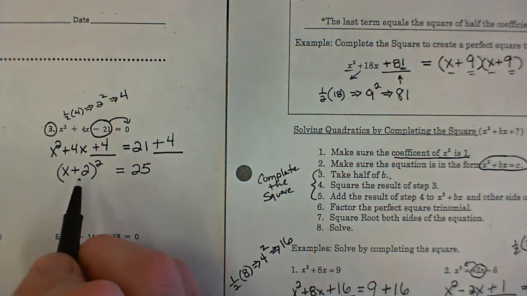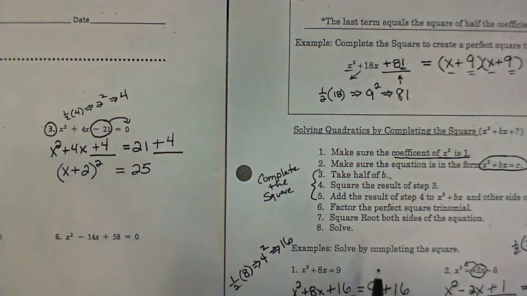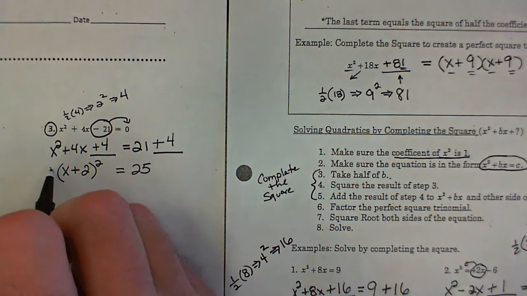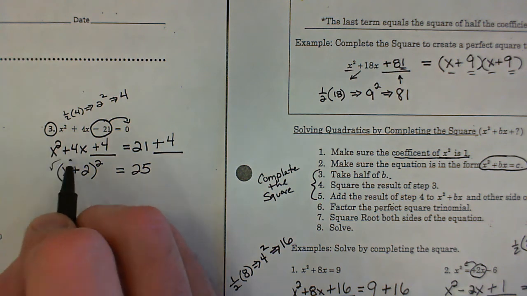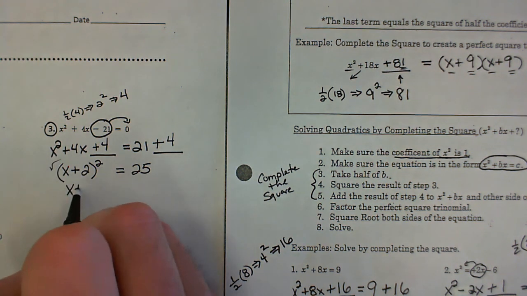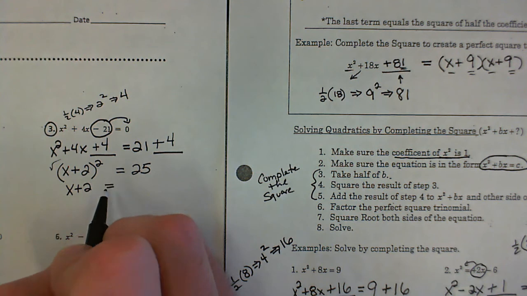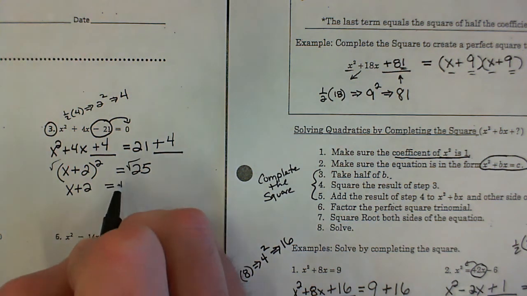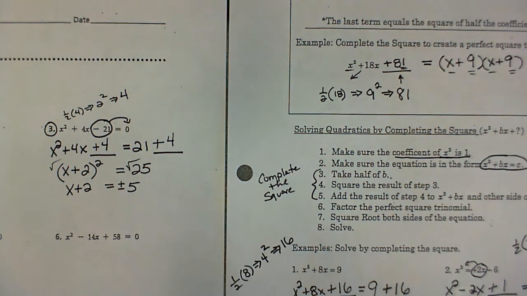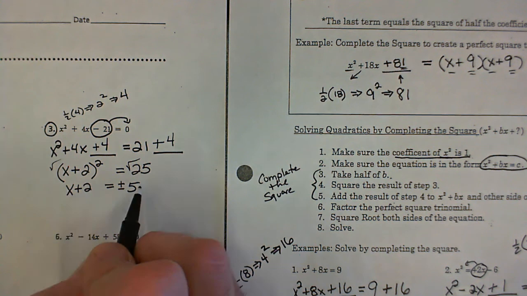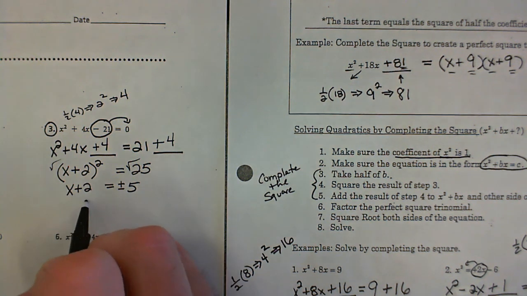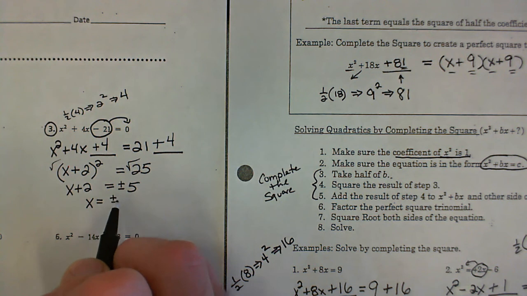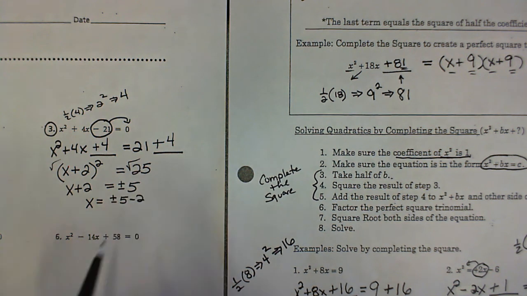Okay? Now we're ready to take the square root of both sides. So if I take the square root of this side, the square root and the square root cancel, and you're left with x plus 2 equals, take the square root of that side, you get positive or negative 5. Okay? So then we can bring 2 to the other side of the equation, doing the last step of solving. So x equals positive or negative 5 minus 2.